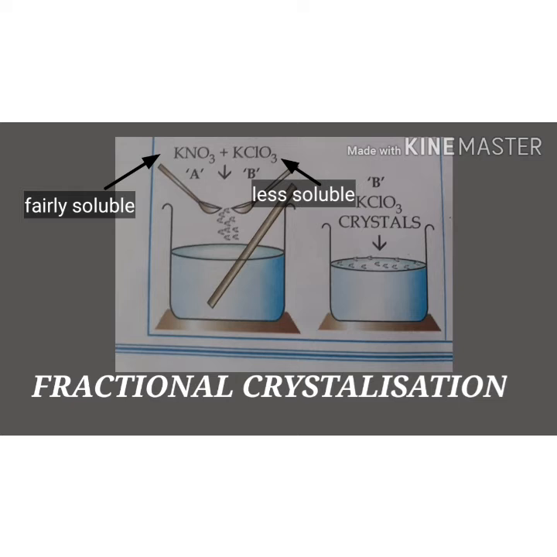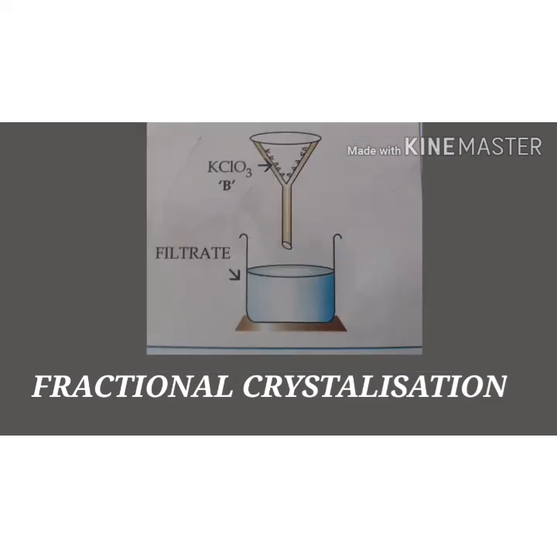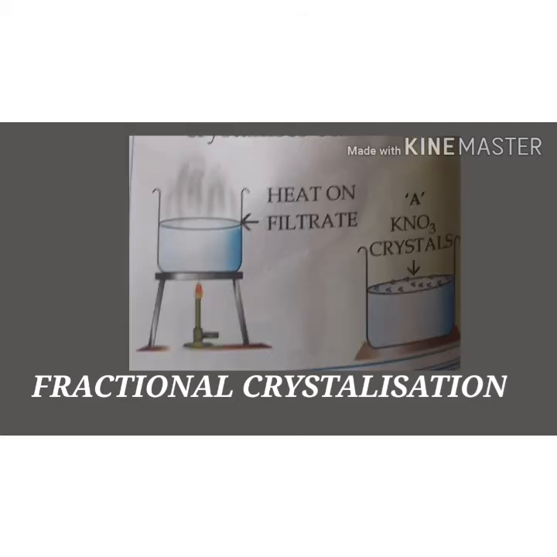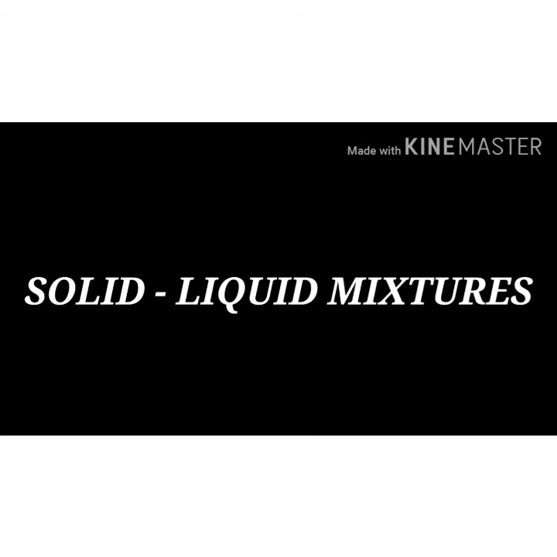After that, we filter out the crystals of potassium chlorate through the filter paper, and then we heat the solution of potassium nitrate. After that, we set the solution for cooling. After cooling, the crystals of potassium chlorate float on the top of the water, which can be filtered out through the filter paper. The next is solid-liquid mixtures.